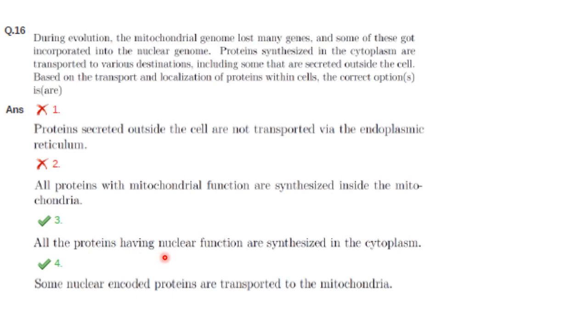Then, all the proteins having nuclear function are synthesized in the cytoplasm. So RNA molecules which are made in the nucleus and ribosomal subunits which are assembled there are exported to the cytosol, while all the proteins that function in the nucleus are synthesized in the cytosol and are then imported to the nucleus. So option 3 is correct. Then some nuclear encoded proteins are transported to mitochondria, which I already explained here. So option 4 is also correct.